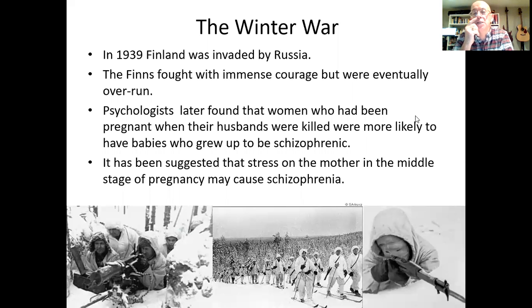Okay, so here's an example for a natural experiment, and I'm going to let you read it. If you need to pause there for a moment, that's not a problem. But the upshot of the research was that perhaps the theory was that women who were pregnant when their husbands were killed went on to have babies who developed schizophrenia.